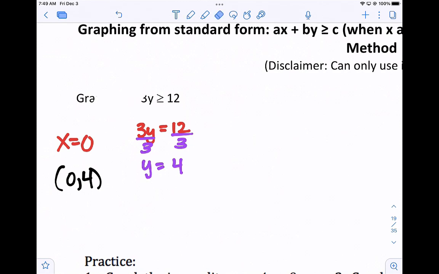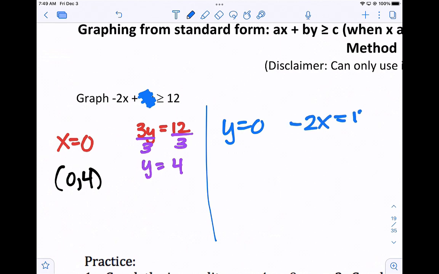Now, let's input y equals 0. So here's our second step. What if y equals 0? Again, we're going to cover it up. 3 times 0 is 0. We just cover it up. And then we can say, all right, what's left over? -2x. When does that equal 12?